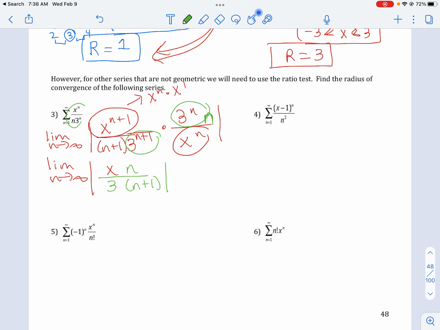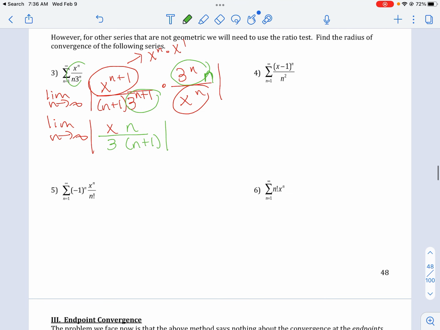Now, if I take that limit, the degrees on the n's are the same, so the limit of this becomes 1, so the only thing that you're left with is x over 3.